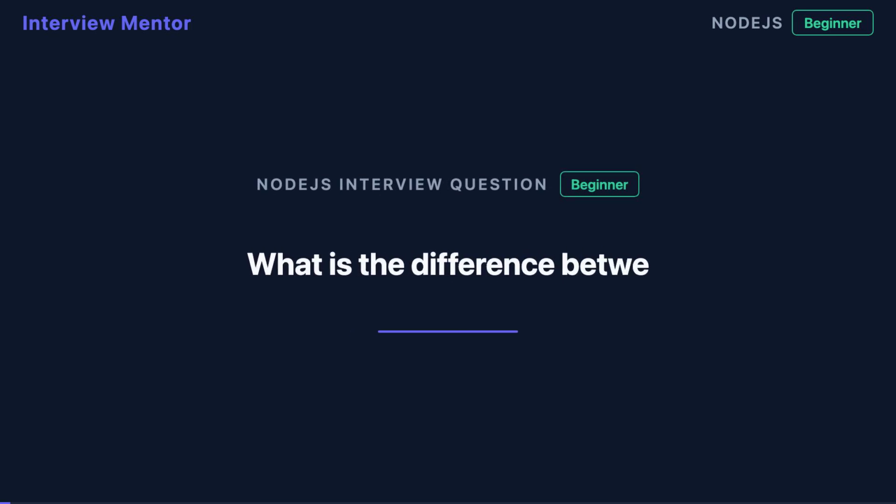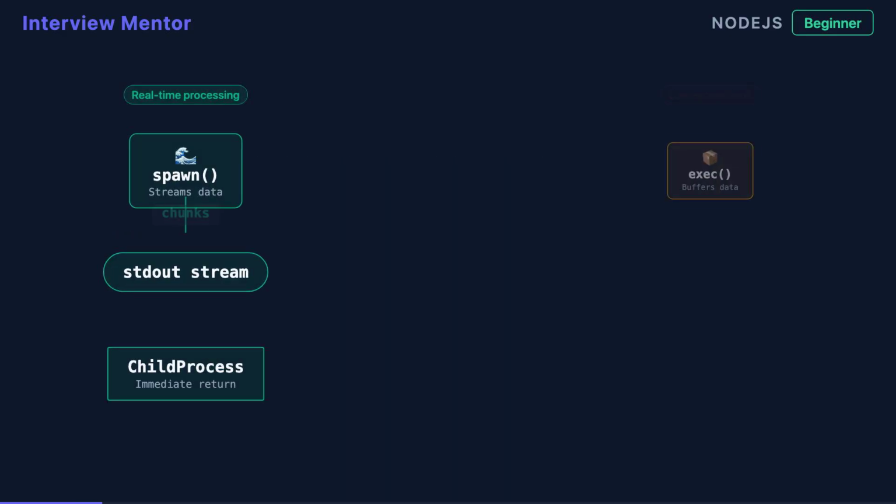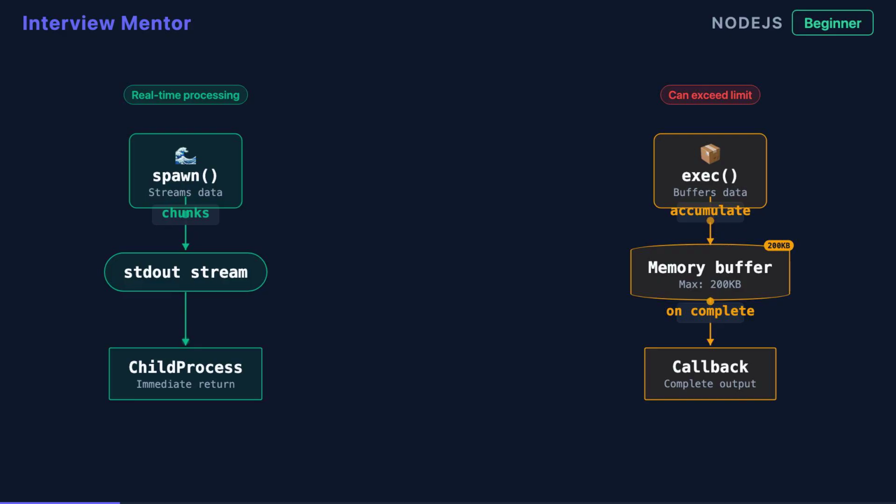Many developers use exec and spawn interchangeably in Node.js, but choosing the wrong one could crash your production app when handling large outputs. Let's break down the critical differences.